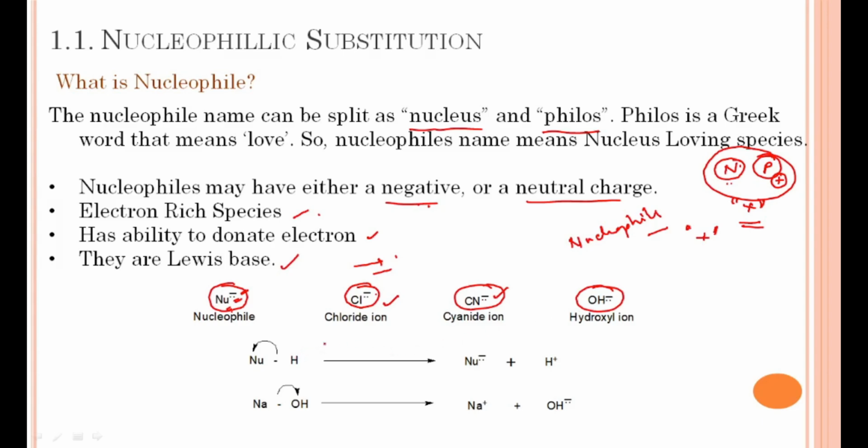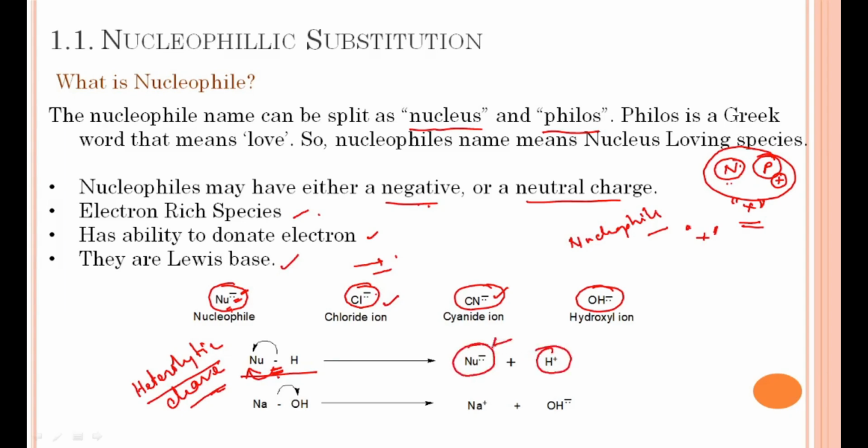Now how is a nucleophile generated? There will be a heterolytic cleavage. Heterolytic means a bond is formed by two electrons. If both the bonded electrons are transferred to one atom, then it is called heterolytic cleavage. So when there is a heterolytic cleavage, there will be a generation of a negative charge and a positive charge.